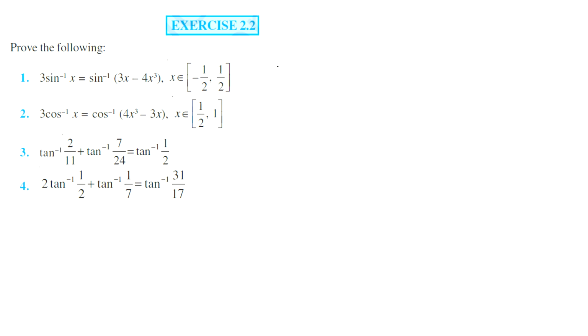The third part asks us to prove that tan inverse 2 by 11 plus tan inverse 7 by 24 is equal to tan inverse 1 by 2. So to prove this we will be using the trigonometric identity tan inverse x plus tan inverse y is equal to tan inverse (x plus y) by (1 minus xy).